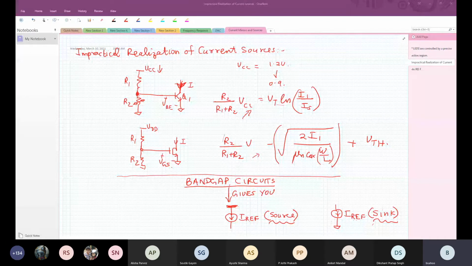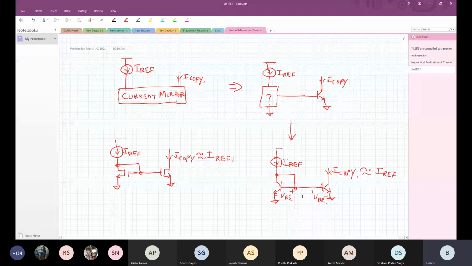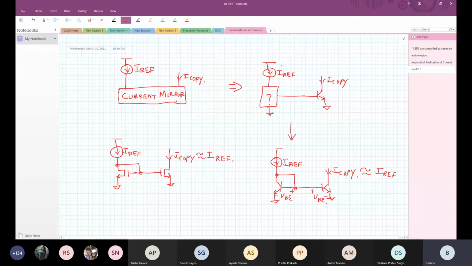Okay. So now this is the copy, I copy. For this course, assume that you have been given a golden reference. Somebody designed it and gave it to you. It says that this gives you 1 milliamp. It won't budge from that 1 milliamp, even if the temperature changes from -40 to 125. It will give you exactly 1 milliamp. What you do is now you have to generate millions of copies of that 1 milliamp.